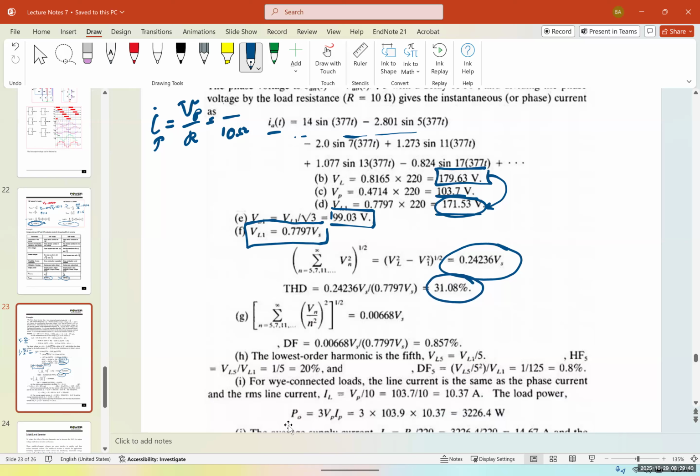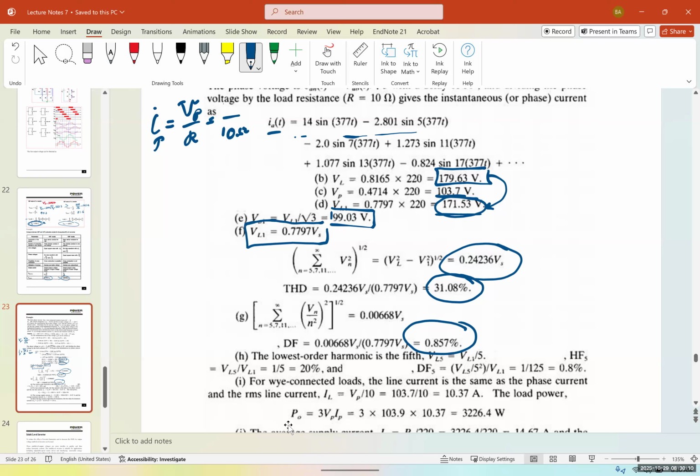And therefore, we can find total harmonic distortion. Now, the distortion factor will be the total harmonic distortion divided by VL1, which gives us 0.00668 Vs over 0.7797 Vs, which gives us 0.857%. The lowest order harmonic is the fifth here, which is VL1 over 5.